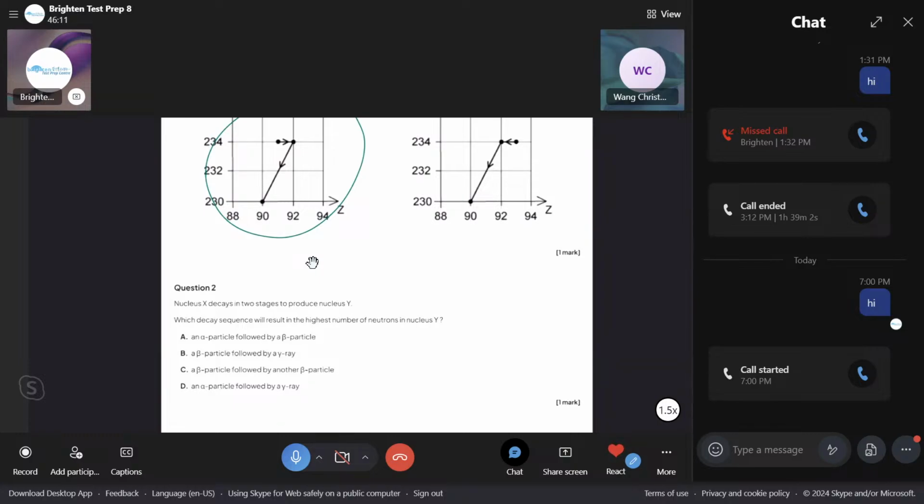Because all of them will decrease in number of neutrons, but for A, C, and D, they lose more than 1 neutron, but B only loses 1. So the N loss. Okay. Good.